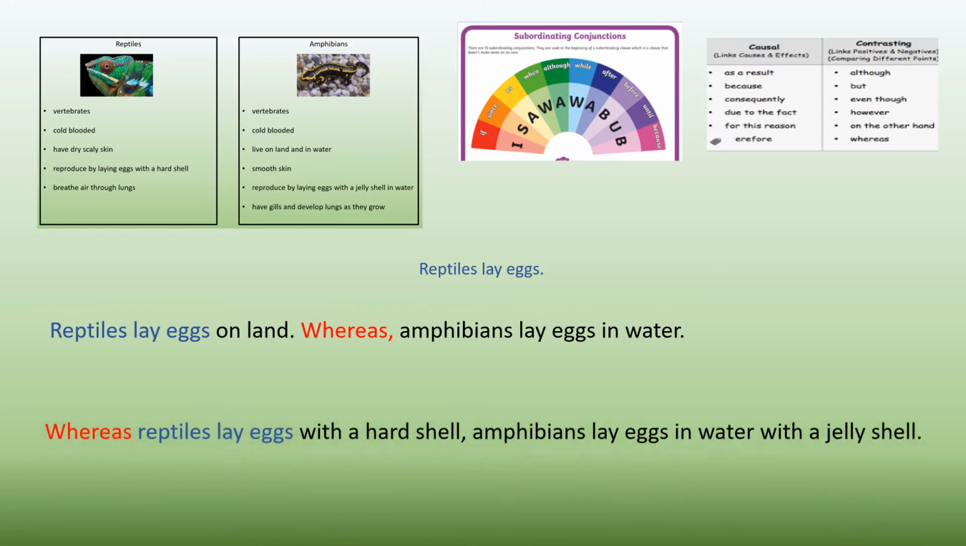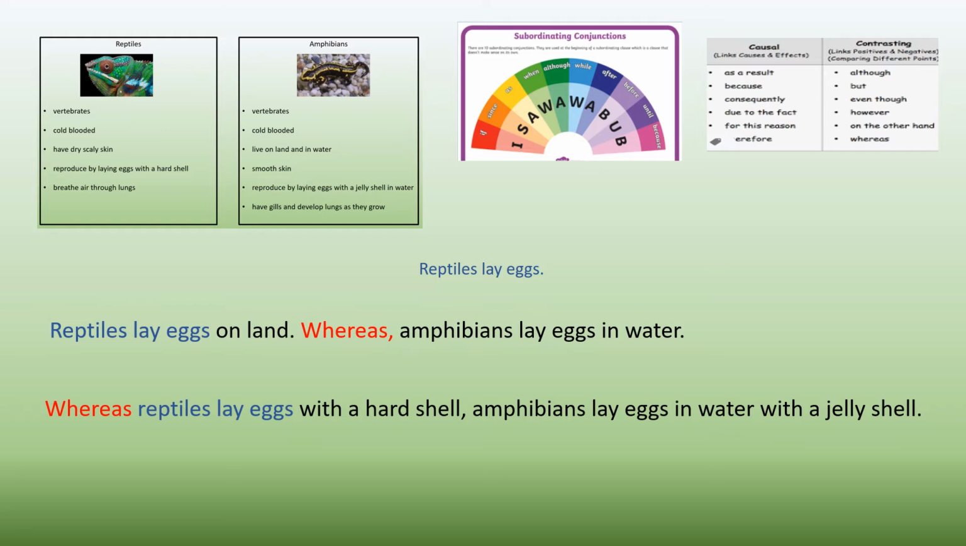Here's another example for you. Whereas reptiles lay eggs with a hard shell, amphibians lay eggs in water with a jelly shell. The sentence is in a different order. My conjunction has gone first, whereas reptiles lay eggs with a hard shell. My comma is gone here because that part of the sentence does not make sense by itself. Amphibians lay eggs in water, the jelly shell, does make sense by itself. My conjunction has made that part my subordinating clause in the sentence.